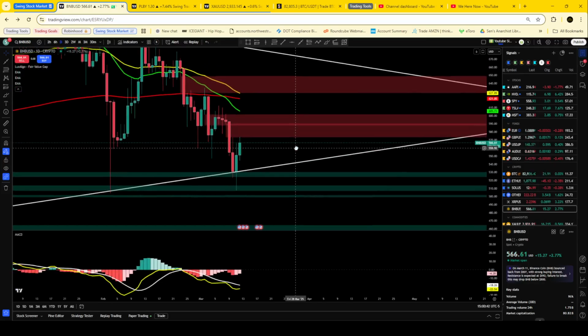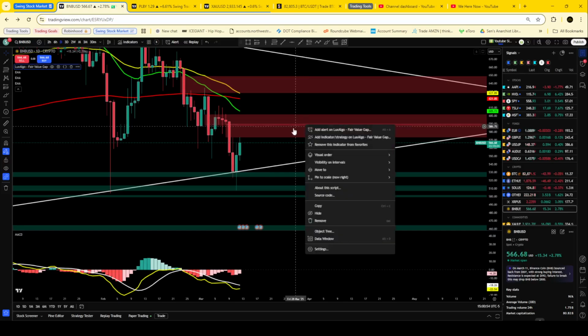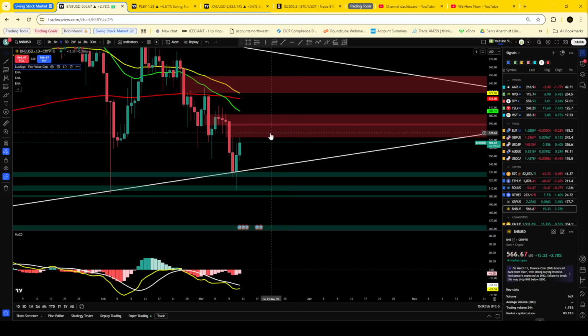Once again, I would shoot for this 30-day EMA. However, there is a double fair value gap here. So if you were to get in this trade, I would put it here and have a trailing stop loss, meaning have that stop loss.